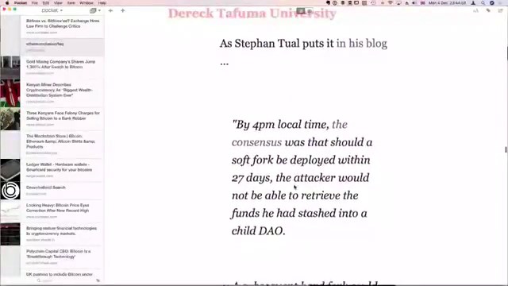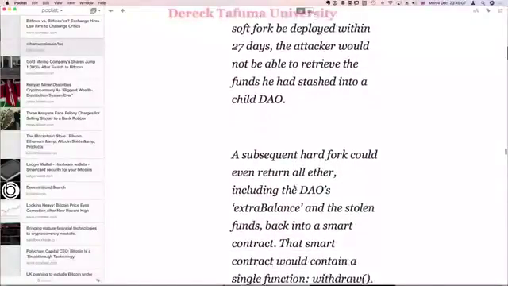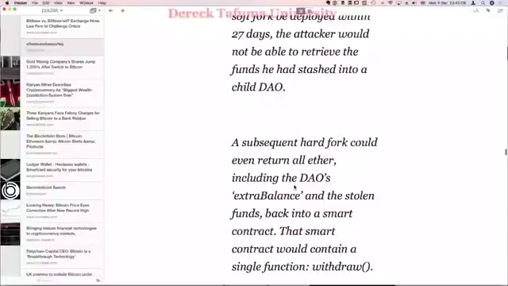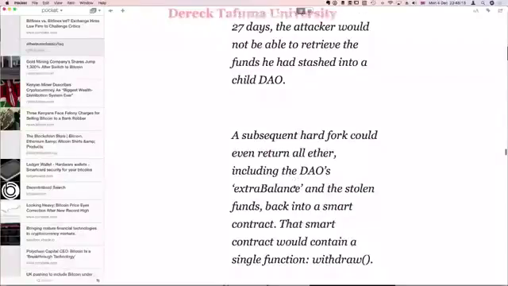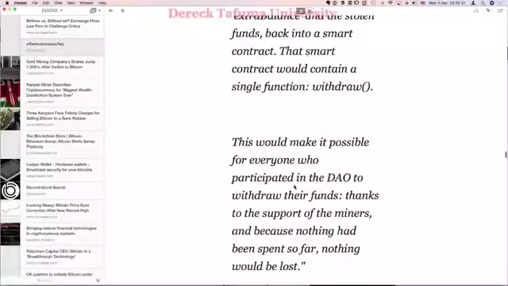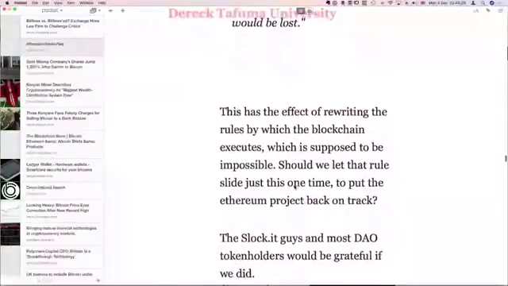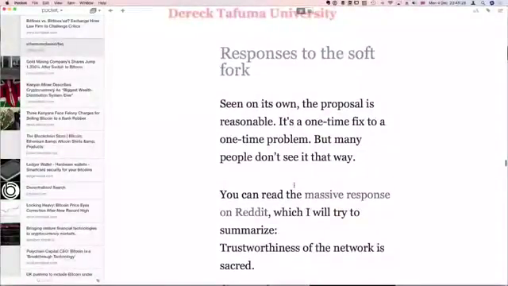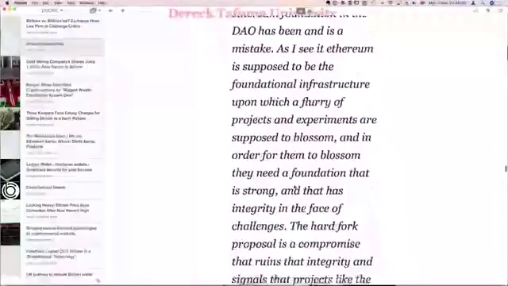By 4 p.m. local time, the consensus was that should a soft fork be deployed within 27 days, the attacker would not be able to retrieve the funds he had stashed into a child DAO. A subsequent hard fork could even return all Ether, including the DAO's extra balance and the stolen funds, back into a smart contract. The smart contract contains a single function, withdrawal. This would make it possible for everyone who participated in the DAO to withdraw their funds. So there was a real problem here. Responses to the soft fork.